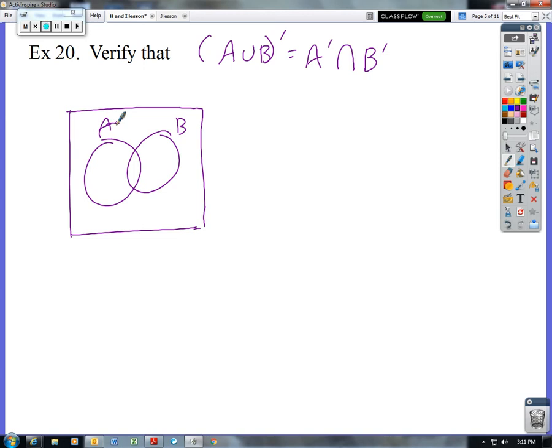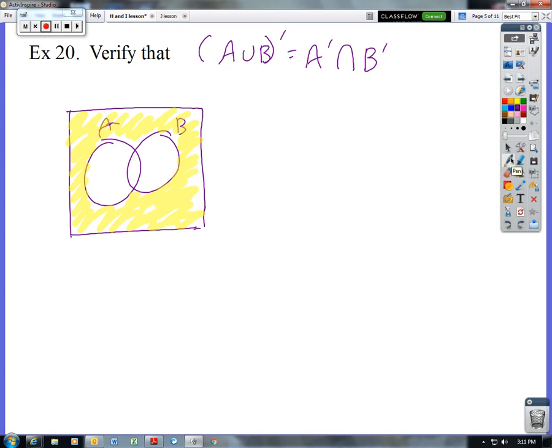A union B is all this part, but we want the complement of that. So that's everything but that. So unfortunately I have the highlighter. I'm going to be shading everything outside of those two circles.